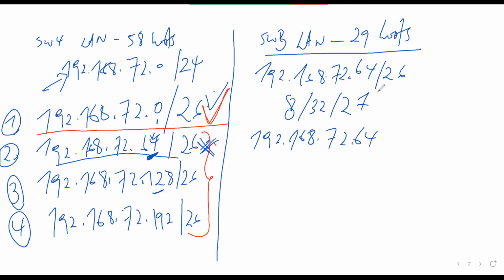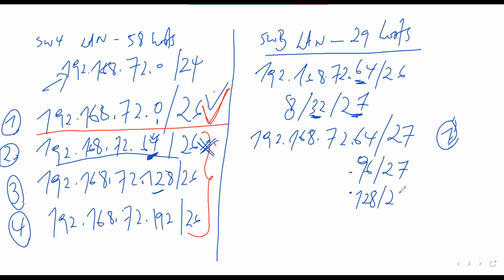So, the 8 subnets. The first subnet that we create is 192.168.72.64. It takes the network address. What changes is the subnet mask. This becomes the first subnet. For the second subnet, you add this number, 32. So plus 32 here, we get 96/27. This becomes the second network. The third network, you add 32 and it becomes 128/27. The fourth network, you add 32, and you continue like that.